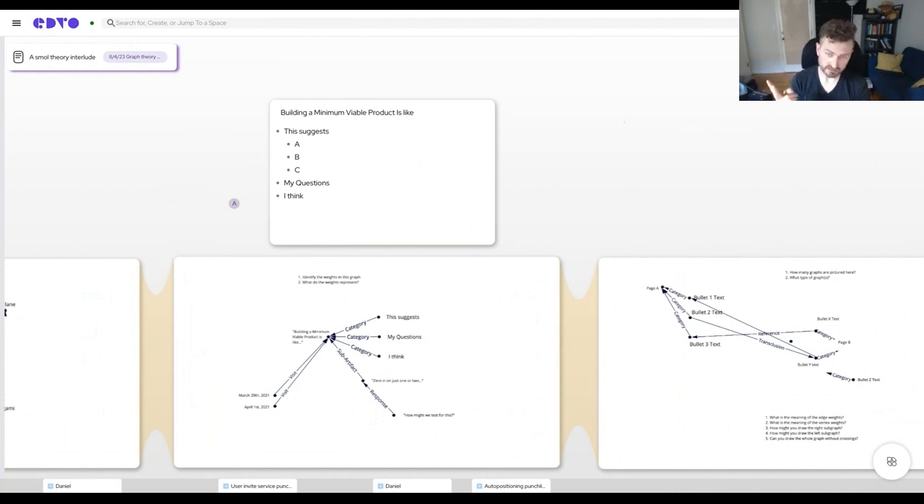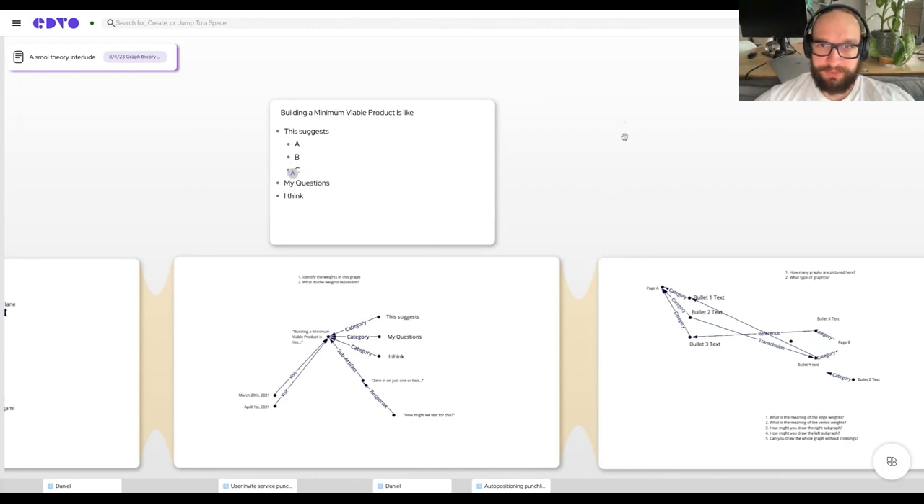So that's 7 vertices. And if we count the edges, let's not count the edge between the card and the topic space, although there is one. There's one edge between this suggests and building a minimum viable product, one edge between my questions and building a minimum, one edge between I think and building a minimum. There's one edge between A and this suggests, B and this suggests, C and this suggests. 6 edges. Though there are no edges between A and building the minimum viable product, right? Because those are encompassed within the edge between this suggests and it.